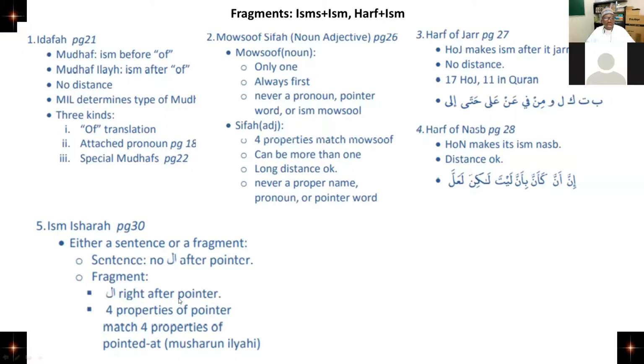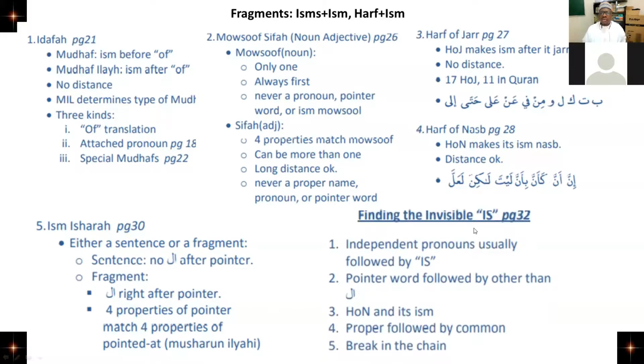So al right after the pointer word, and then four properties of the pointer word would match with the pointed at. Okay, the pointed at. So when I say hada al-kelbu, this dog, both this and the dog would have to have the same four properties, SNGT. Okay, that's what it means here.